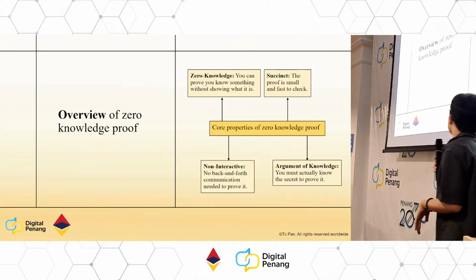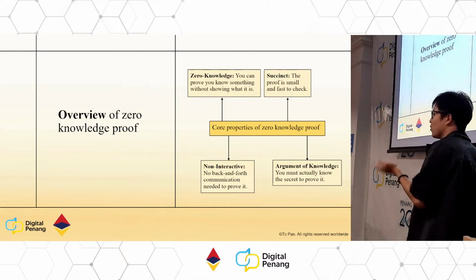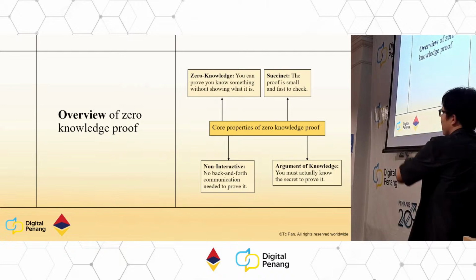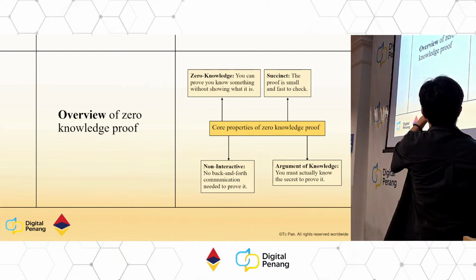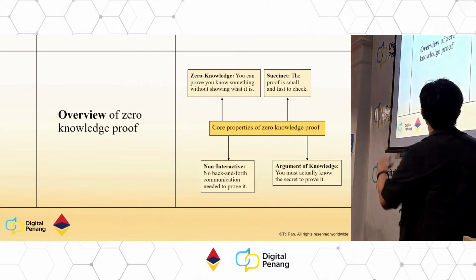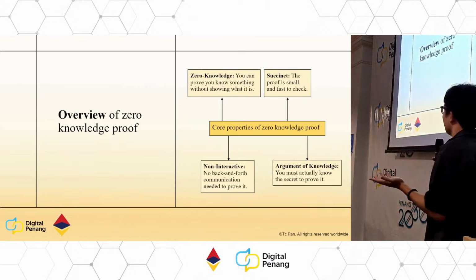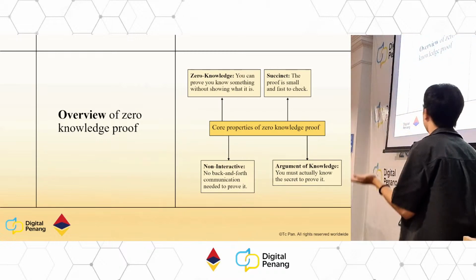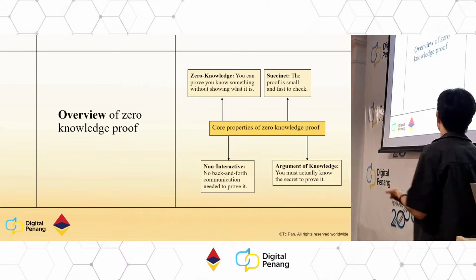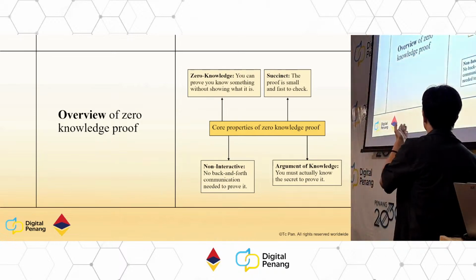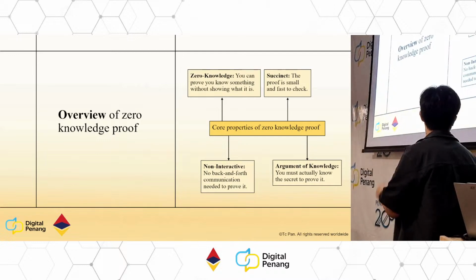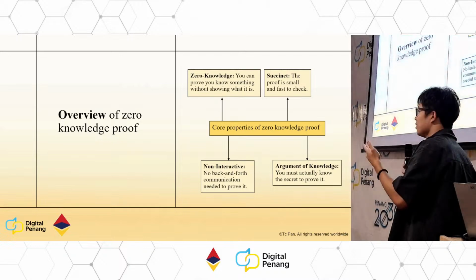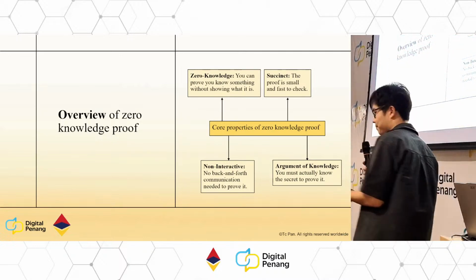And then we'll provide an overview of what zero-knowledge proof is. So those are the 4 core properties of zero-knowledge proof. The first one is zero knowledge, as you know. It's in the name itself. You can prove that you know something without sharing what it is. The proof is succinct and fast to check. It's non-interactive, no back and forth communication needed to prove it, and it's an argument of knowledge. So you must actually know something. You have to know the secret to prove it.